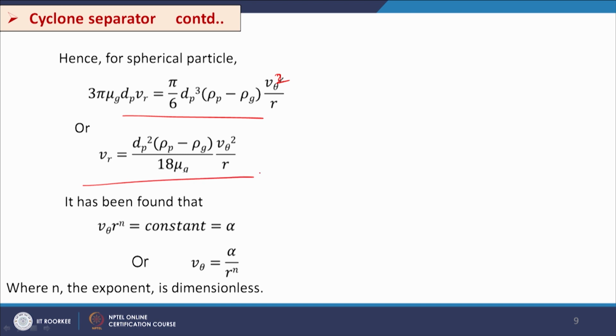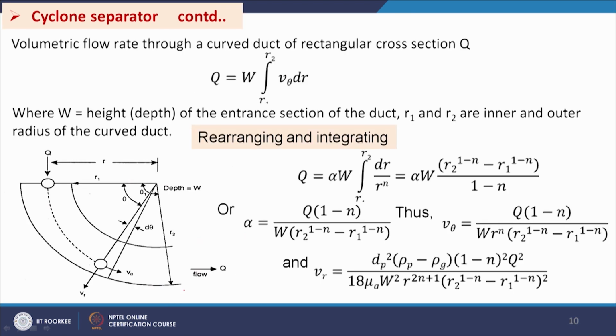Again we have seen that V theta is proportional to 1 by r to the power n. So V theta into r to the power n is constant, equal to alpha, or V theta equals alpha by r to the power n. Here n is the exponent, dimensionless, and its value is normally 0.5. Now, we are going to calculate the volumetric flow rate through a curved duct of rectangular cross section.